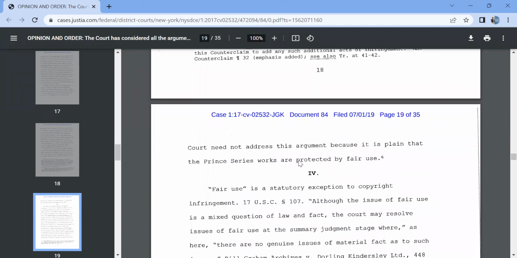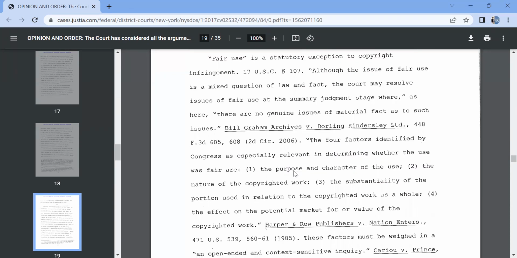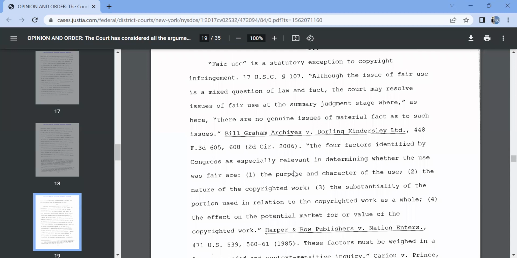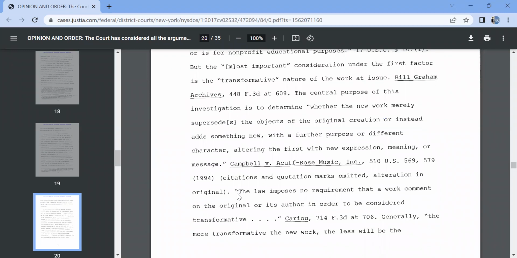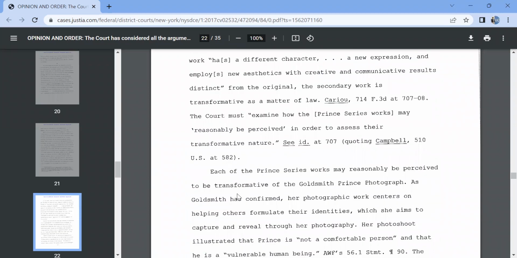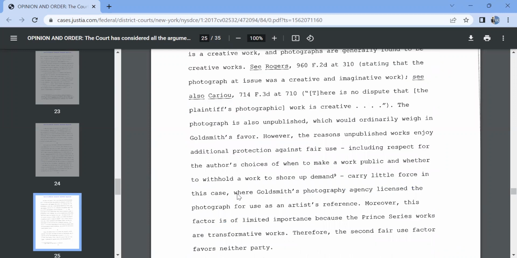But the court need not address this argument because it explained that the print series works are protected by fair use. Fair use is a statutory exception to copyright infringement, and here they explain the fair use factors. First, second, third, so they have the four factors of fair use here.